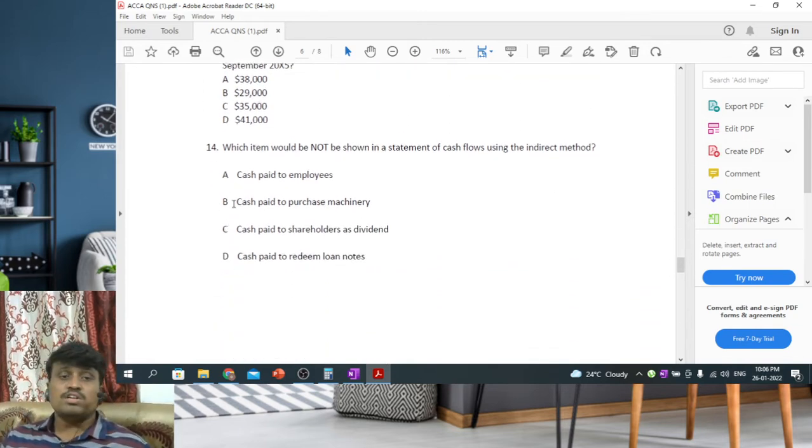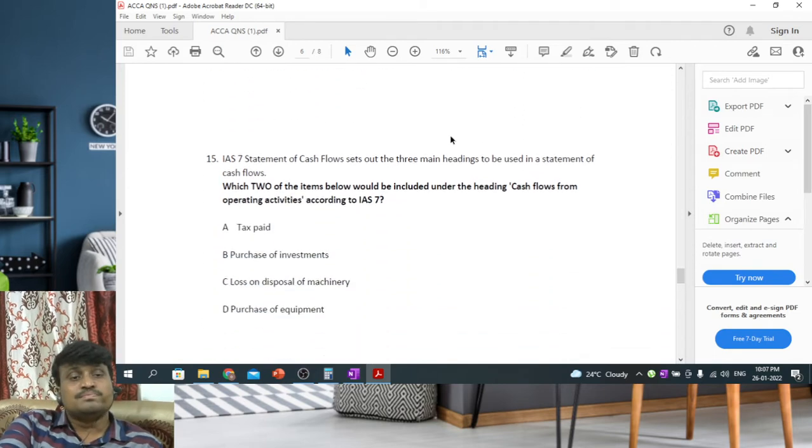So which item would not be shown in the statement of cash flow using the indirect method? Generally, in case of the indirect method, what do we do? We start with profit before tax, add non-cash expenditure and non-operating expenses, and less non-cash incomes and non-operating incomes, if any. Then we adjust changes in working capital. Then we reduce tax and interest paid. Then we get net cash flows from operating activity. If any extraordinary items are there, those are considered. So here, cash paid for purchasing machinery is shown in investing activity. Cash paid to the shareholder as a dividend is financing activity. Cash paid to employees is actually an operating activity, but it is considered in the case of the direct method. But here he is asking about the indirect method. So the answer is the one not shown in the cash flow statement.